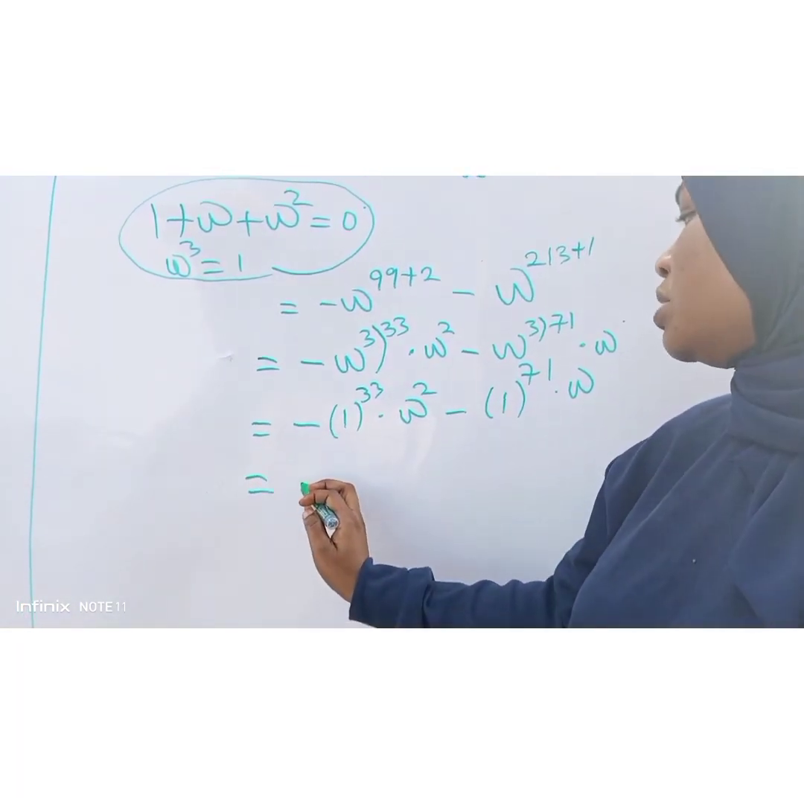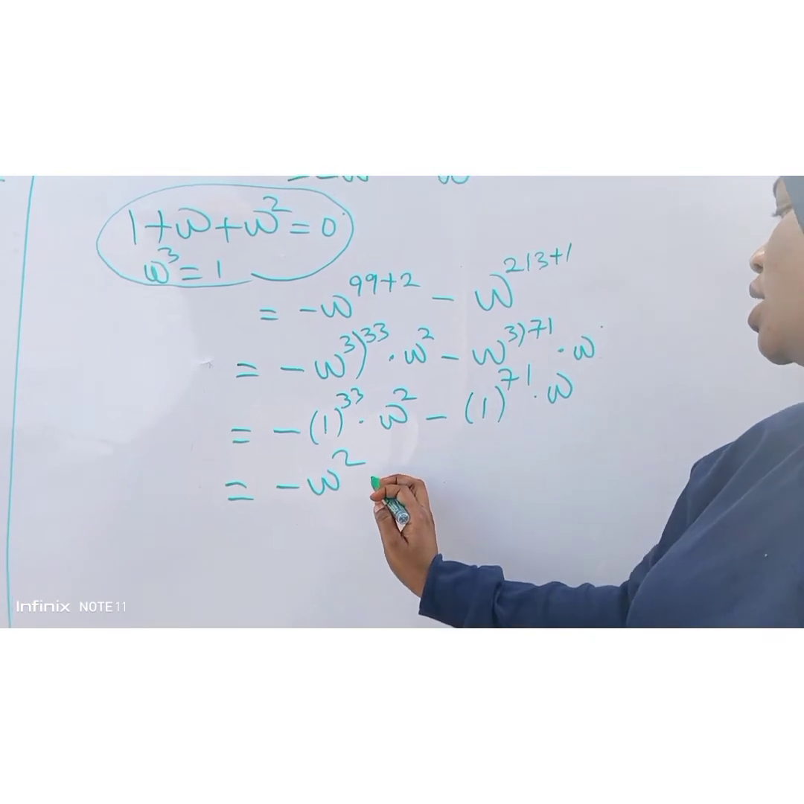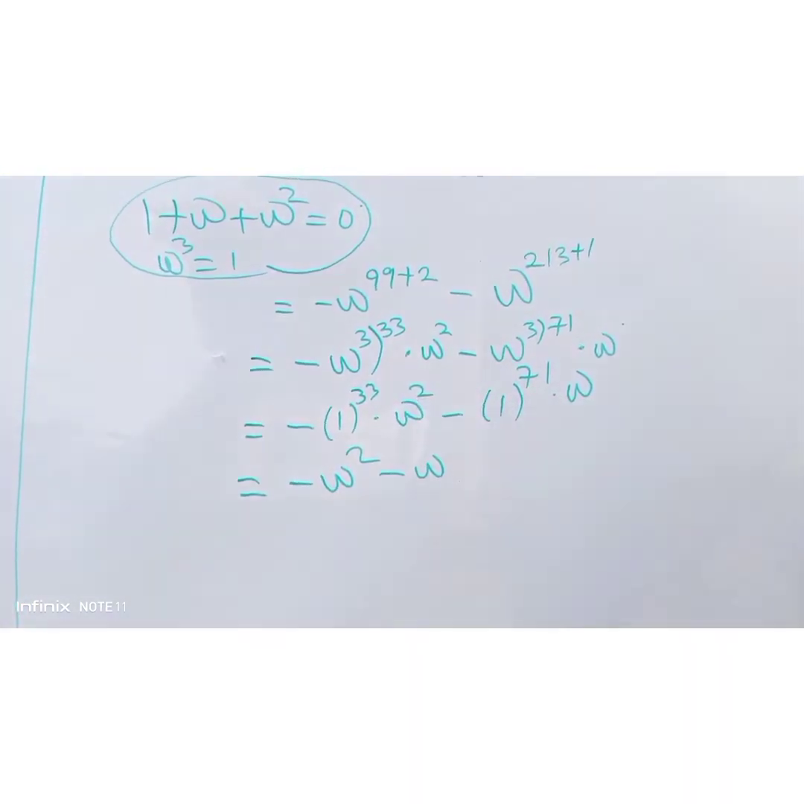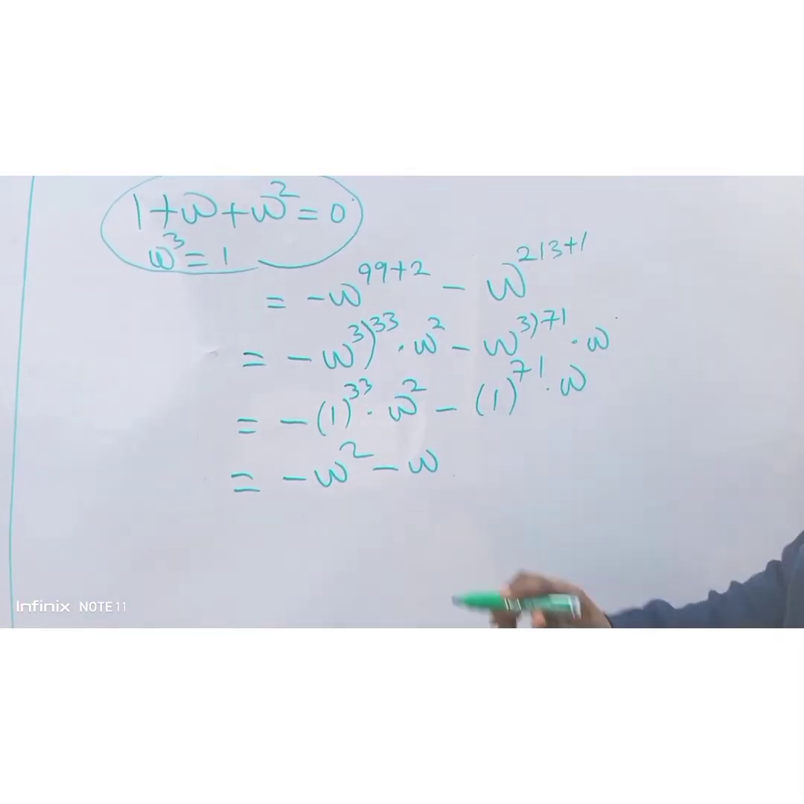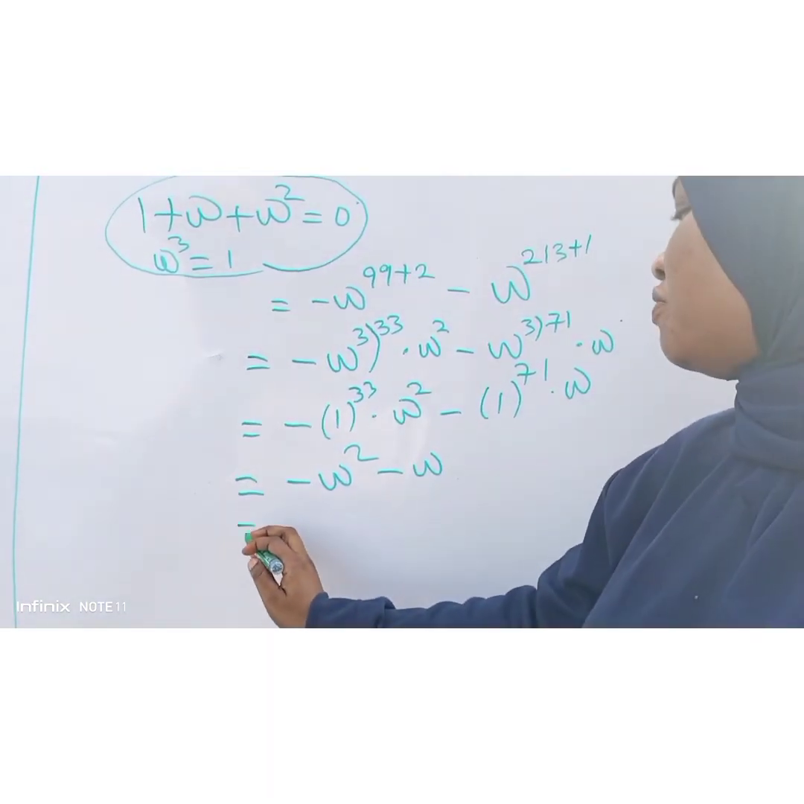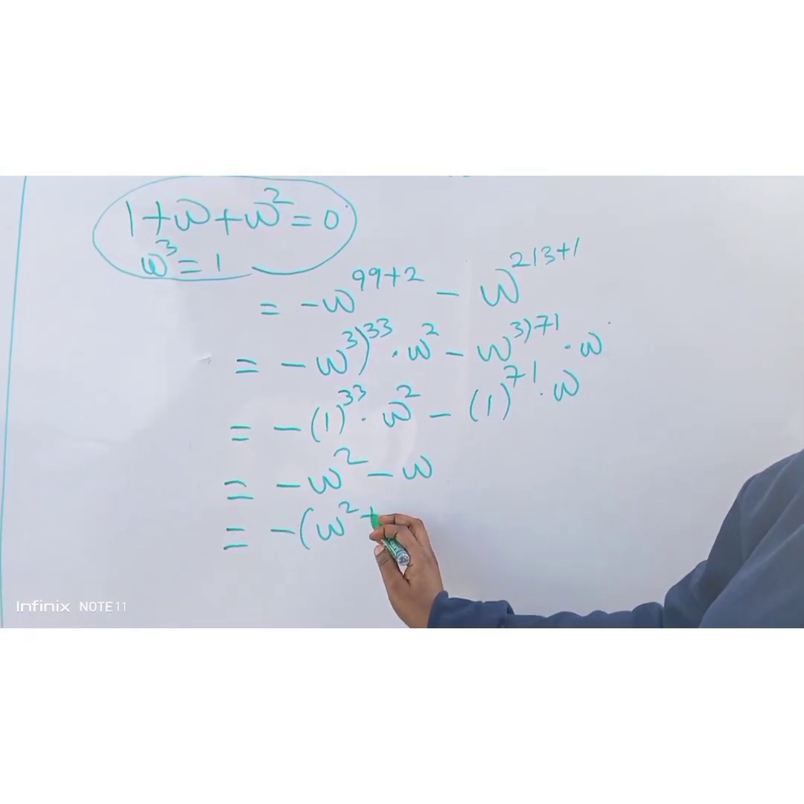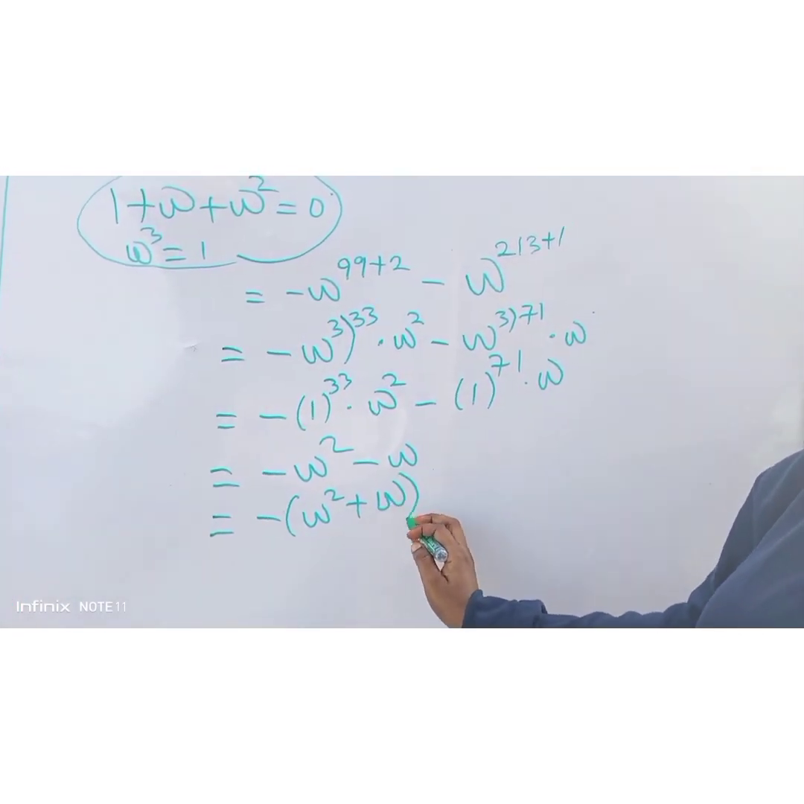So this one gives me minus omega squared then minus omega, because 1 raised to the power of anything will give you 1. So it is equal to that. Let me factorize the minus out. So I have minus, omega squared plus omega.